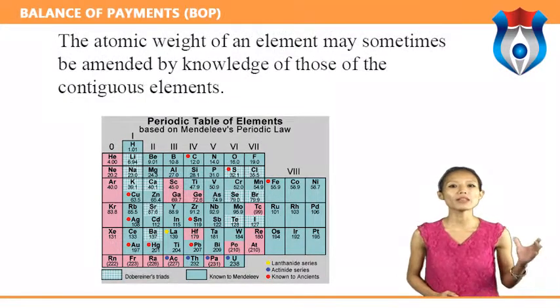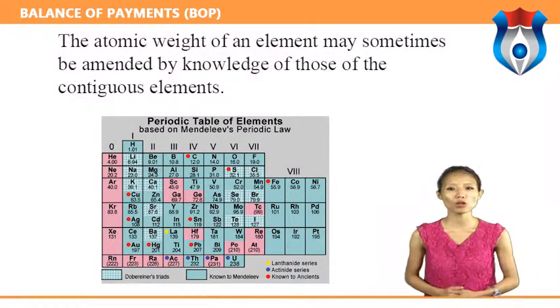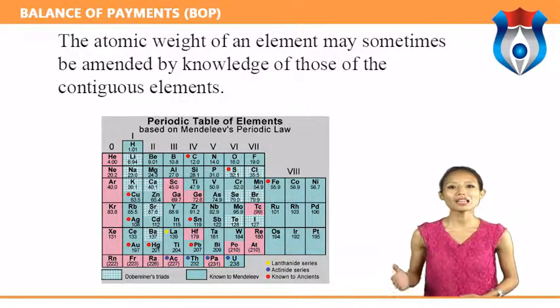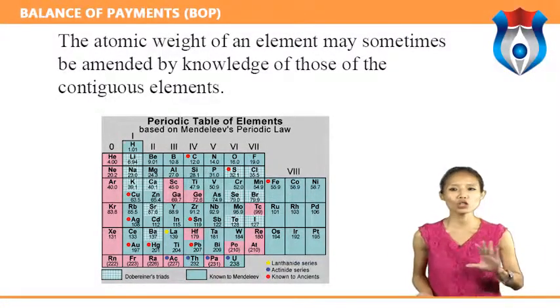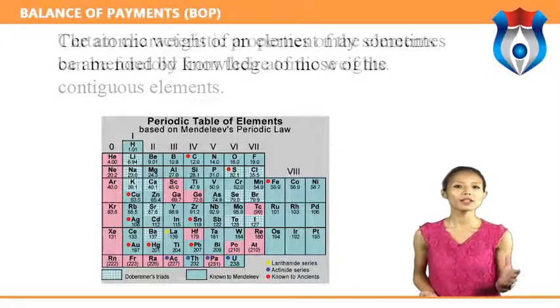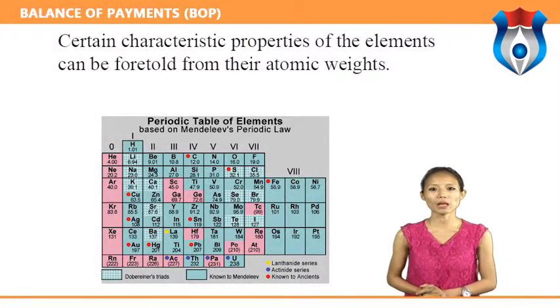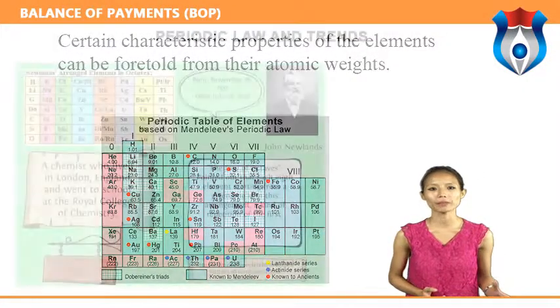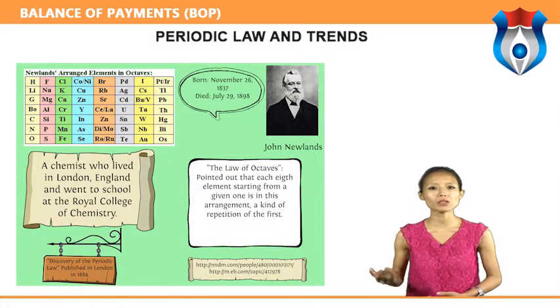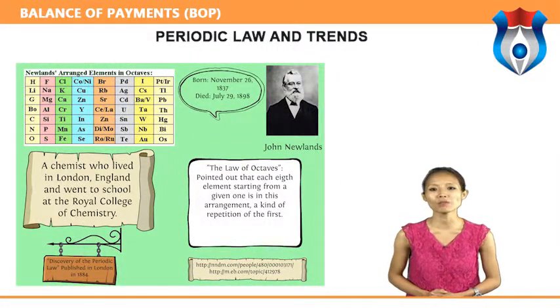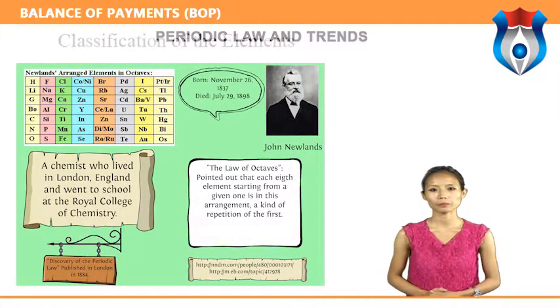The atomic weight of an element may sometimes be amended by knowledge of those of the contiguous elements. Thus, the atomic weight of tellurium must lie between 123 and 126 and cannot be 128. Certain characteristic properties of the elements can be foretold from their atomic weights. Periodic law in chemistry: the generalization that there is a recurring pattern in the properties of the elements when they are arranged in order of increasing atomic number, that is the total number of protons in the atomic nucleus.